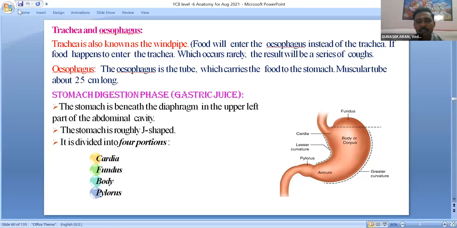Then the pylorus, that is the pyloric sphincter. One gate is there. This sphincter is a gate for the food while it is inside the stomach getting digested. Only after the digestion does this pyloric sphincter slightly open and allow the food to enter the small intestine.